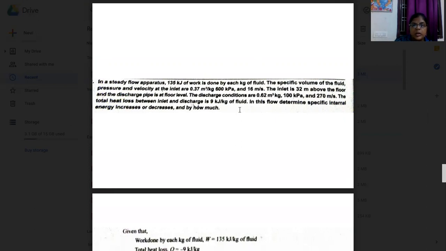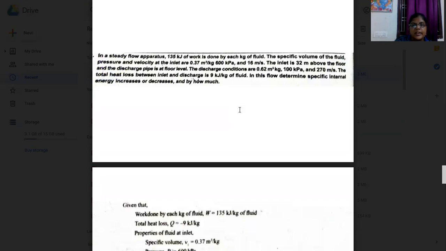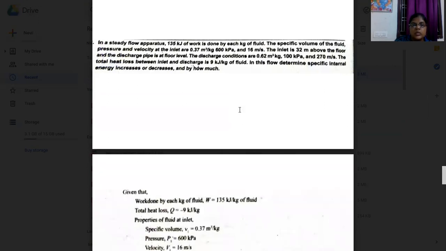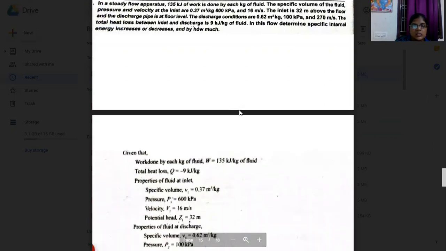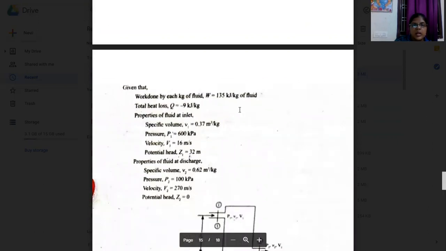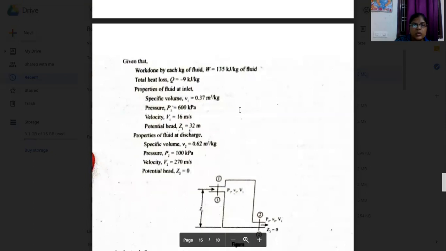In this flow, determine whether the specific internal energy increases or decreases. That is delta U. We are going to find out that delta U, the specific internal energy, whether it increases or decreases. Work done by each kg of fluid, W, is given.